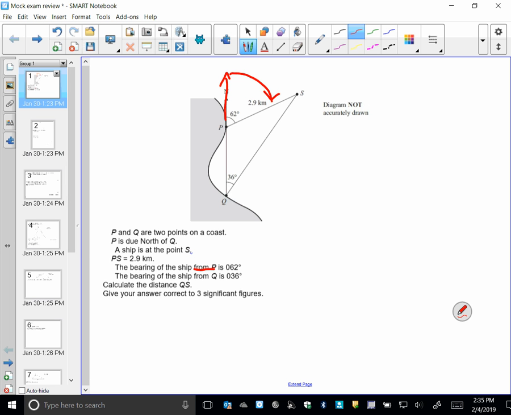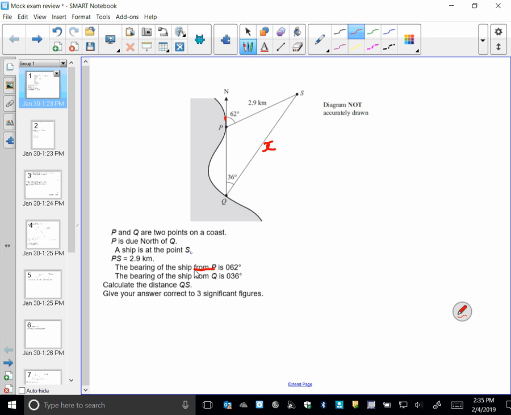Everyone clear on that? The bearing of the ship from Q, so again, here's our north line from Q, our bearing is 036. Calculate the distance QS. So we need to find this measure here. Which topic do you think this is looking at? Triangles. There's a triangle there, so what topic?